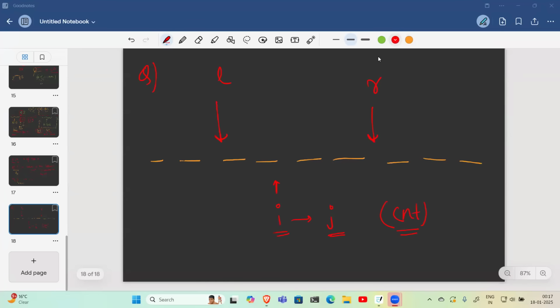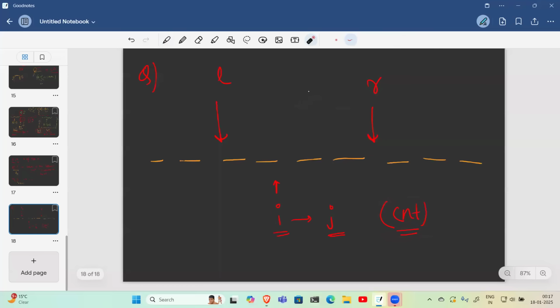Where should I store it? R minus CNT. Correct. We should store it at R minus CNT, right? Always try to look at edge cases, like what if CNT is 0? If CNT is 0, that means all values are to the left of I. So that means I need to store I at the R position.